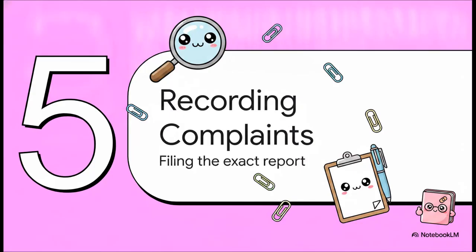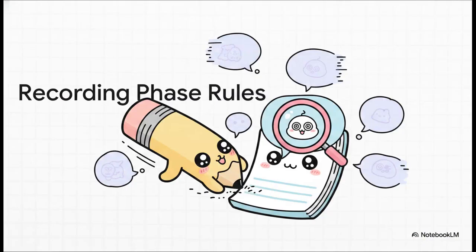Which brings us to Section 5, recording the chief complaint. Filing the exact report. Okay, so once we've gathered all this fascinating subjective info, how do we file our final investigative report without accidentally contaminating the evidence? It requires extreme precision during the recording phase.